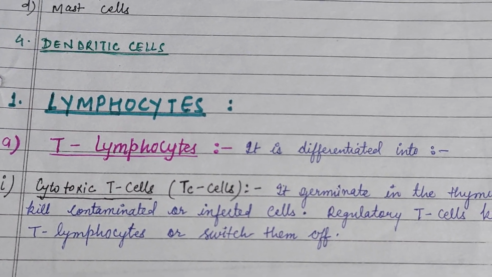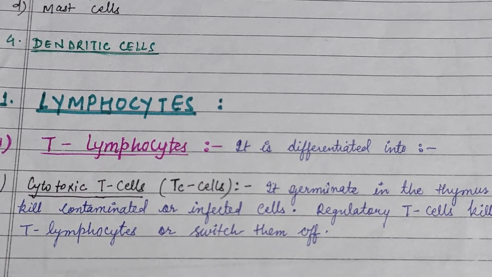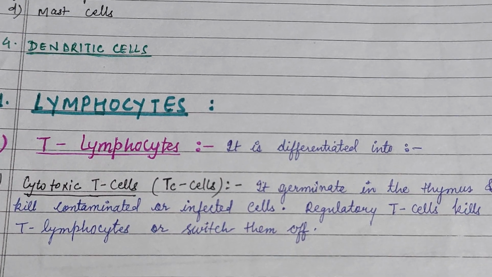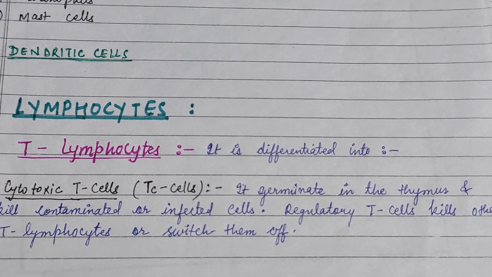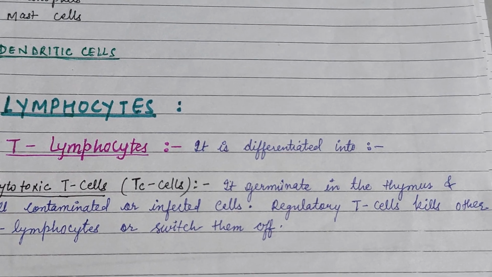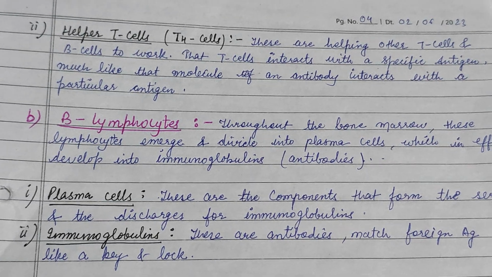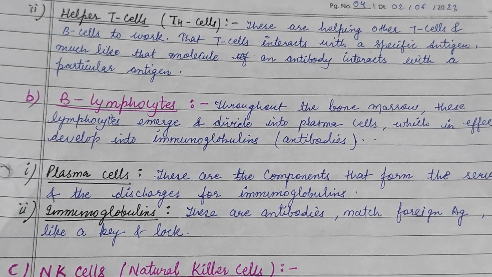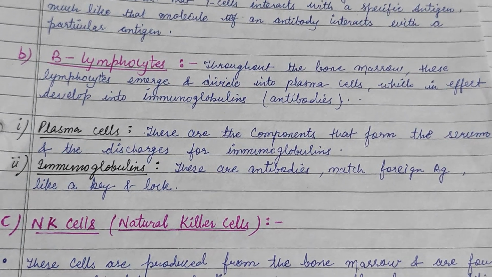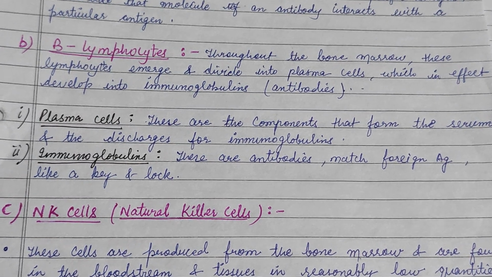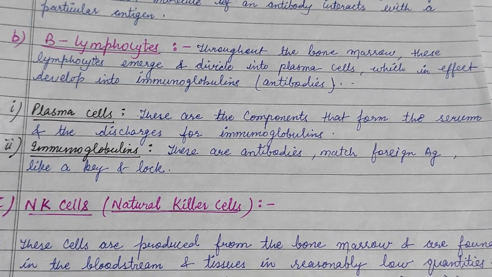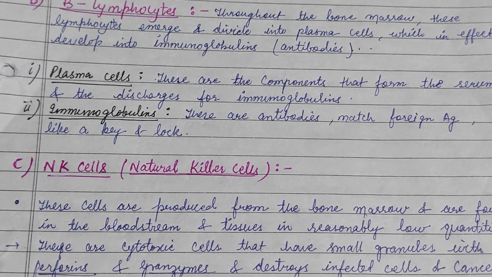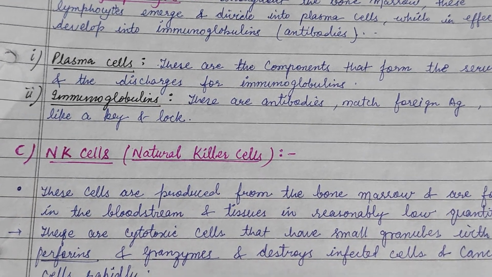In this, the T lymphocytes differentiate into cytotoxic T cells, which germinate in the thymus and kill contaminated or infected cells. Regulatory T cells switch off other T lymphocytes. The other one is the helper T lymphocyte, which helps other T cells and the B cells to work. The next one is the B lymphocytes, from the bone marrow. These lymphocytes emerge and divide into plasma cells, which develop into immunoglobulins.